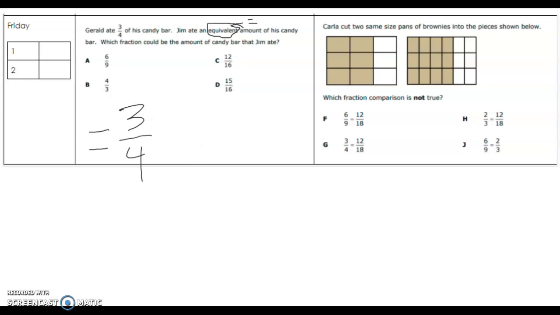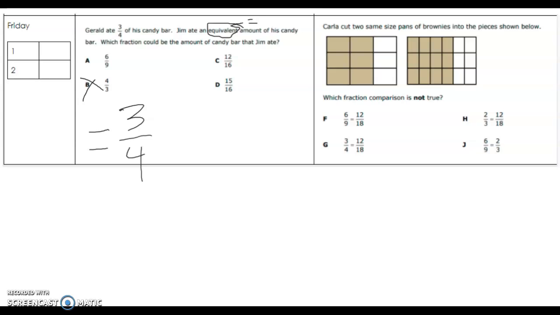So let's look at your answer choices. 6/9. Can that be the correct answer? No. Oh, wait, I'm sorry. It actually can be. I meant B. Can B be the correct answer? No, B is an improper fraction. The numerator is larger than the denominator, so it cannot be B. Which other one can it not be? Any of the other ones are greater than 1/2? Nope, they're all less than 1/2.